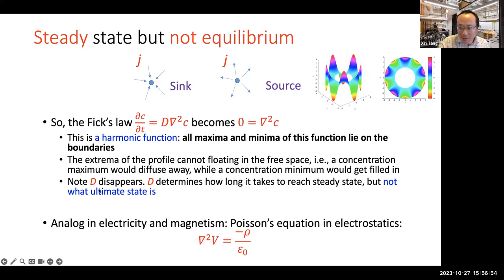Yeah, and this equation, you can also extend it, not necessarily equal to zero, because it can equal a non-zero constant. Then this equation can be expanded to another analogy in the electricity and magnetism field. That is the Poisson equation in electrostatics. That tells us the voltage or electrical field distribution as a function of the charge within the space.